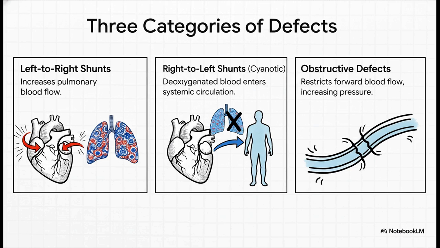And finally, you have obstructive defects. These are just what they sound like, blockages. A tight valve, a narrowed vessel. It's like a dam in a river, and it creates a huge pressure backup behind it.